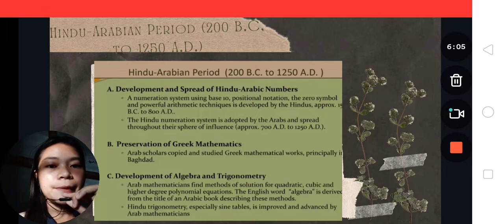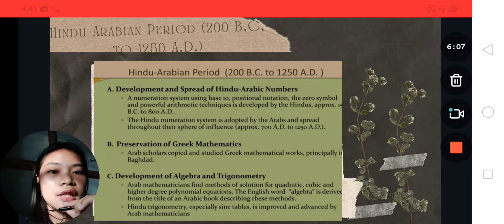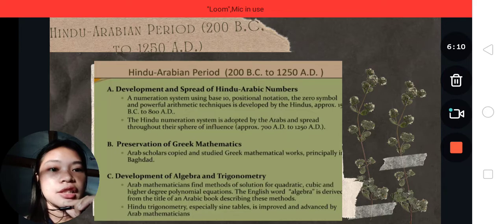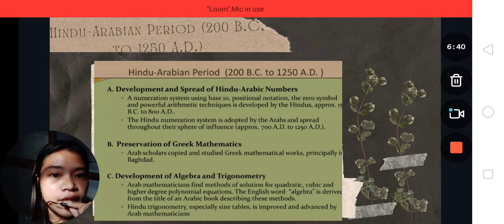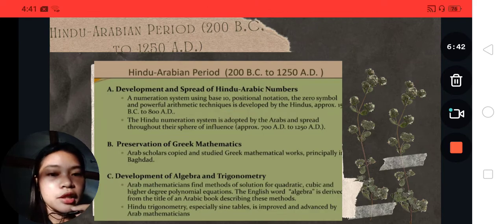B. Preservation of Greek mathematics. The Arab scholars copied and studied Greek mathematical works, principally Euclid's. C. Development of algebra and trigonometry. These Arab mathematicians find methods of solutions for quadratic, cubic, and higher degree polynomial equations. The English word algebra is derived from the title of an Arabic book describing these methods. Hindu trigonometry, especially sine tables, is improved and advanced by Arab mathematicians.